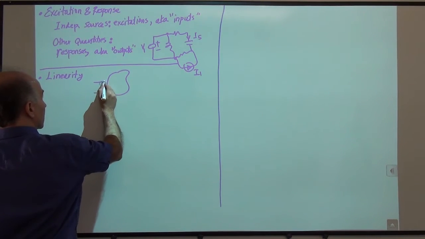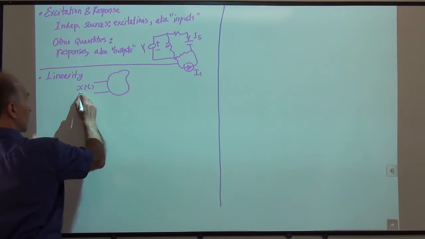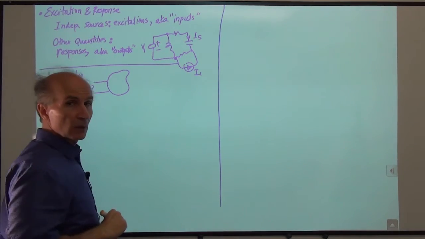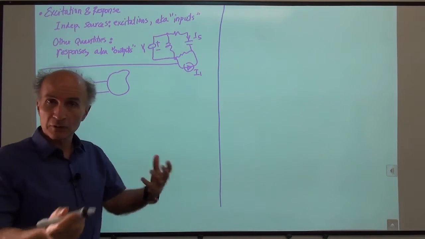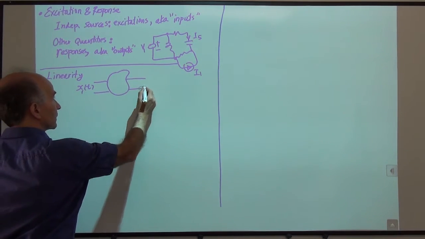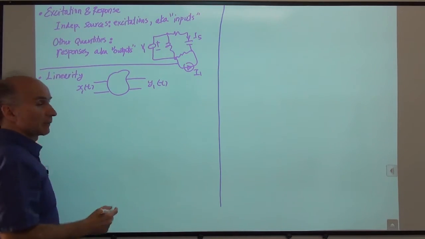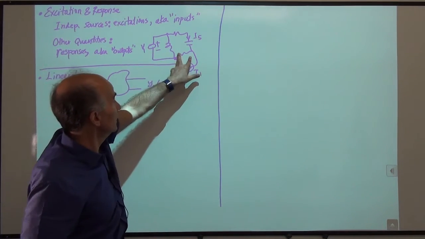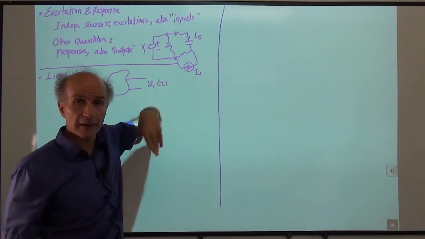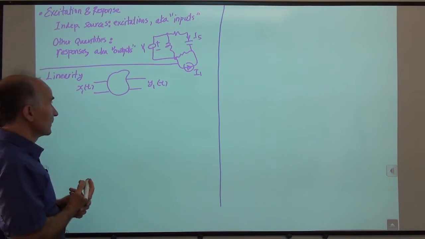So we call this input x of t, maybe x1 of t. Okay? So it could be a voltage, it could be current, anything you want, right? And then it generates an output. We call this y1 of t. And this output again can be a voltage somewhere, this voltage here, or this current here, somewhere, right? Anywhere you want.